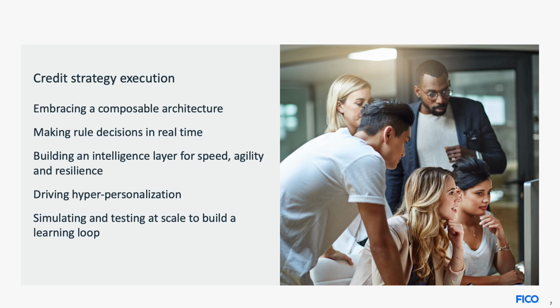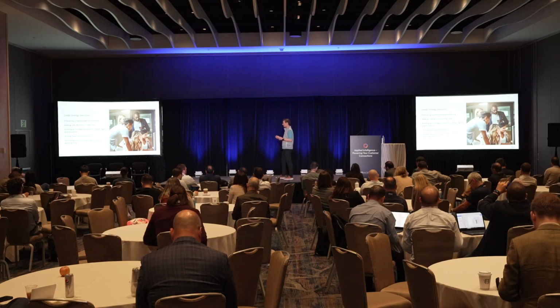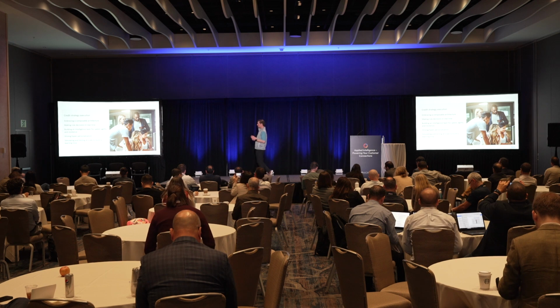Obviously, how do we make rule decisions in real time? How do we automate the process? How do we bring in data in an automated fashion that drives real-time decisioning? How do we build this intelligence layer for speed, agility, resilience? We talk a lot about applied intelligence, marrying together your human and your machine elements to drive better decisions at scale. And that's what the platform offers.